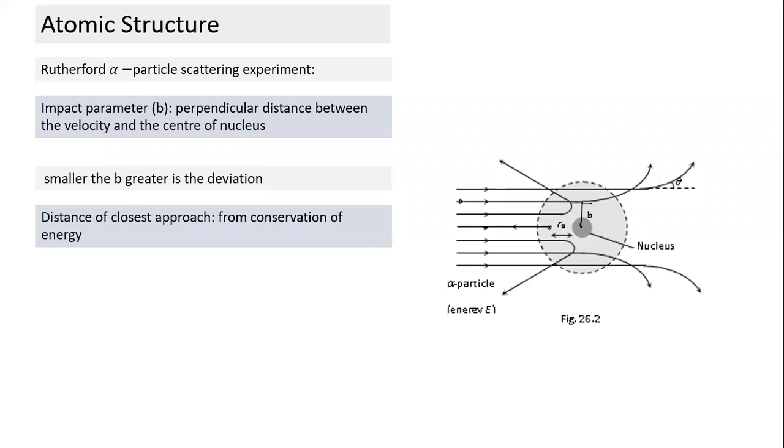The one which has an impact parameter of 0 will retrace its path. It will have a minimum distance of approach, or closest approach, and this we can find out based on conservation of energy. That's the only equation you can form. The rest is all qualitative. Only one mathematical equation can be formed here.